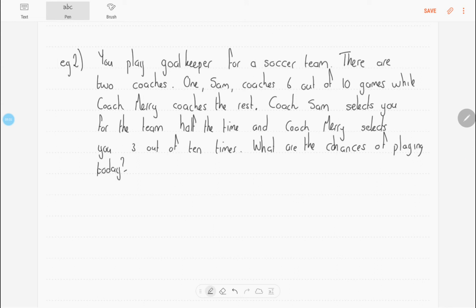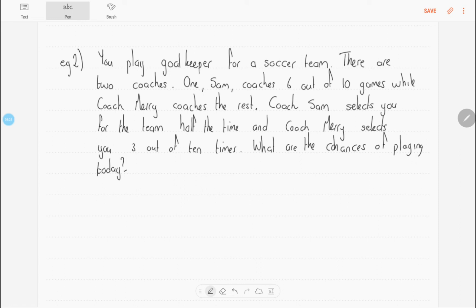Okay, so this is a question. You play goalkeeper for a soccer team. There are 2 coaches. One of them is Sam, and he coaches 6 out of 10 games, while Mary coaches the rest of the games. Coach Sam selects you for the team half of the time, and Coach Mary selects you 3 out of 10 times. So what are the chances of you playing today? There's quite a bit of information there.